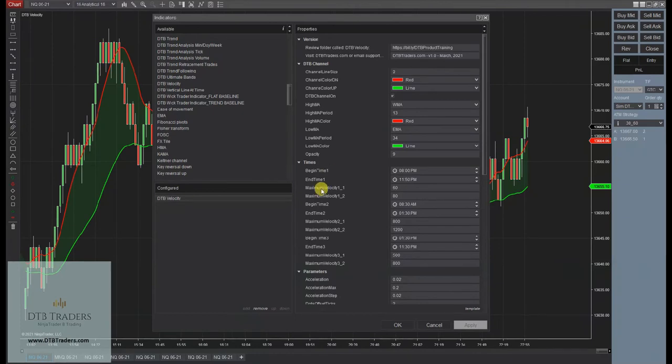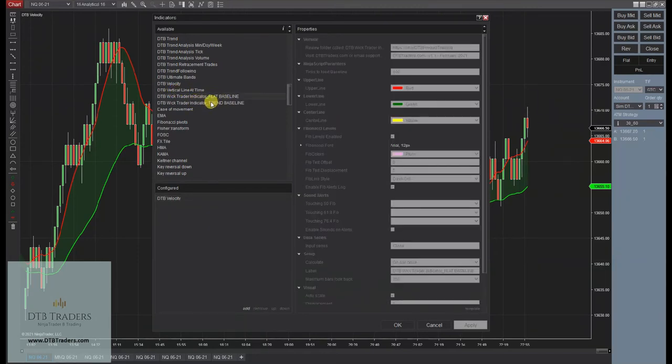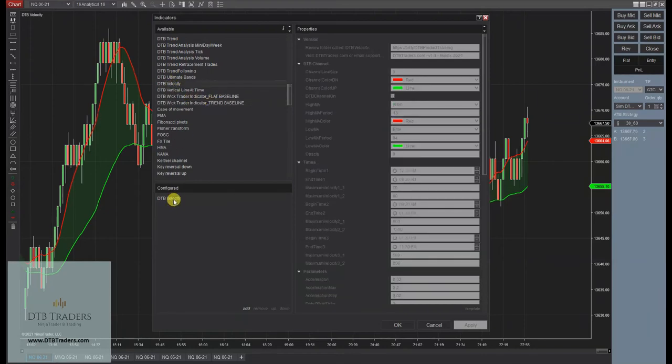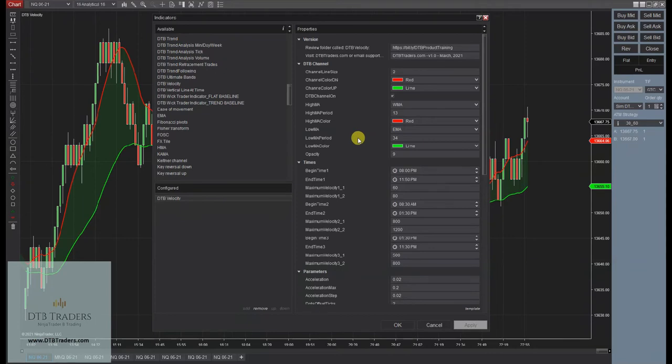Okay, so the following indicator we're going to cover is the DTB Velocity, and then we'll cover the vertical line of time, the flat baseline Wick trader indicator, and the trend baseline indicator. Okay, so the velocity, the definition for velocity is: given a certain amount of time, what is the velocity of movement of price?